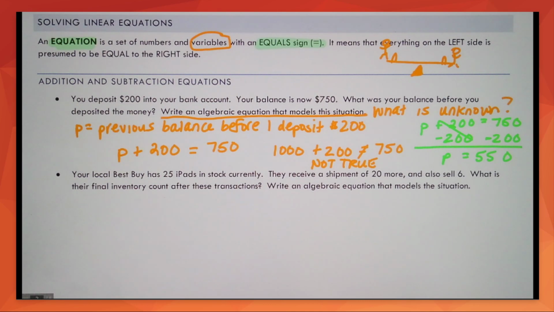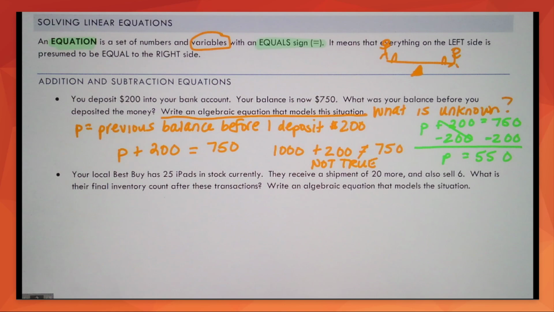Write an algebraic equation that models the situation. So, what is the unknown? What's the thing here that you don't know the quantity of right now? What are they asking you to solve for? Okay. They want you to solve for the final inventory count after these transactions.